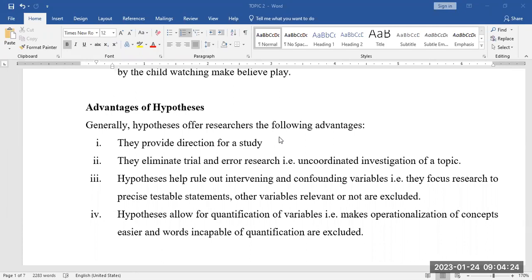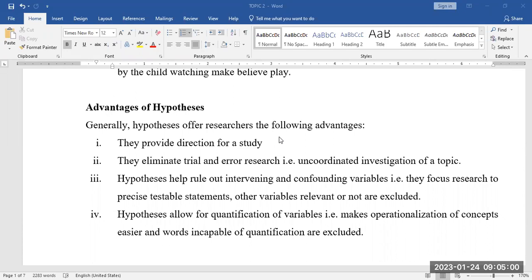Number three, hypotheses help rule out intervening and confounding variables. Intervening variables are those variables that interfere with your research. You cannot do away with them, but you can minimize the effect of intervening variables. For example, in communication, we usually have noise. Noise is a variable. You can minimize the effect of noise, but you cannot do away with noise completely.